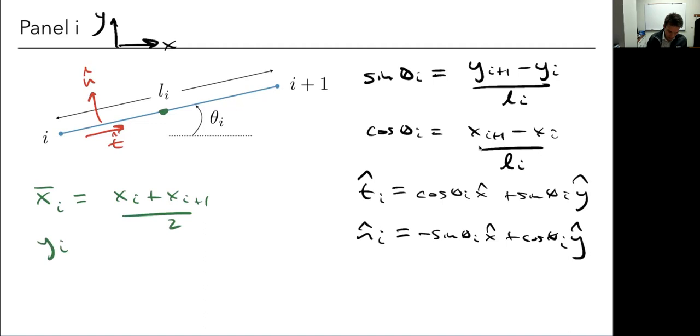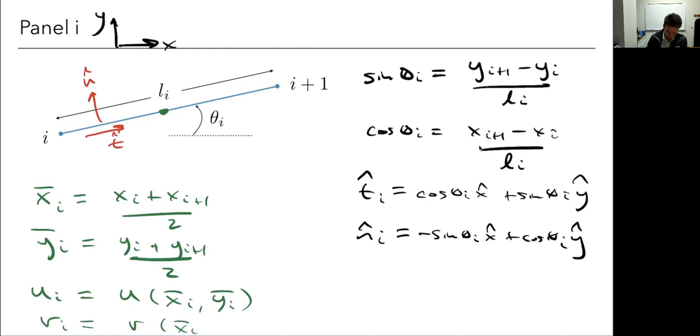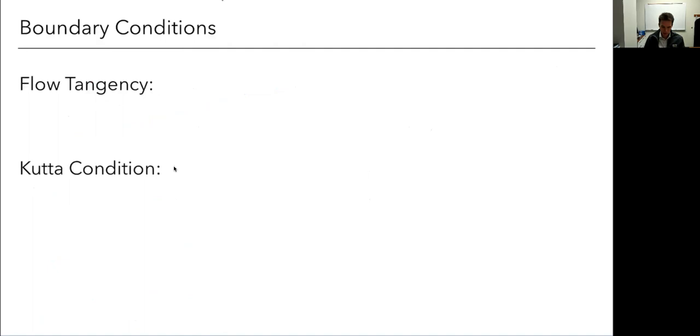And then when we write u_i, what we really mean is we're going to evaluate the velocity at these control points, and similarly for v, right? So it's my velocity evaluated at the midpoint of the panel. All right, so these are just a few preliminaries that we are going to need. Okay, so now let's get to our boundary conditions. We already mentioned these, but we now need a formula for them.